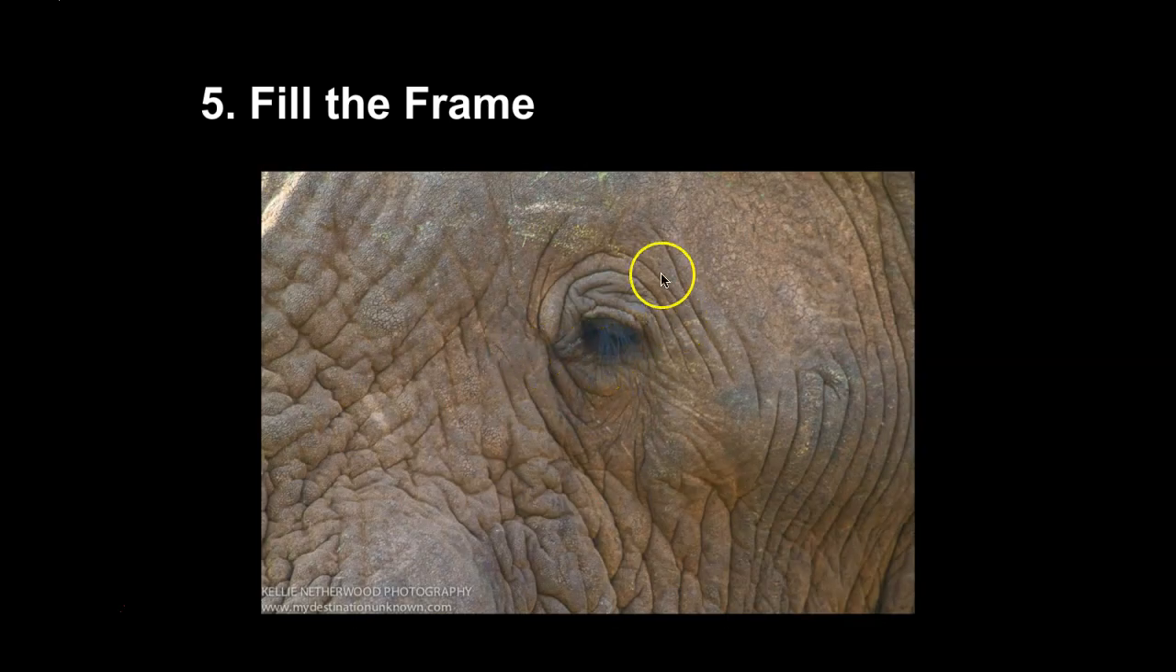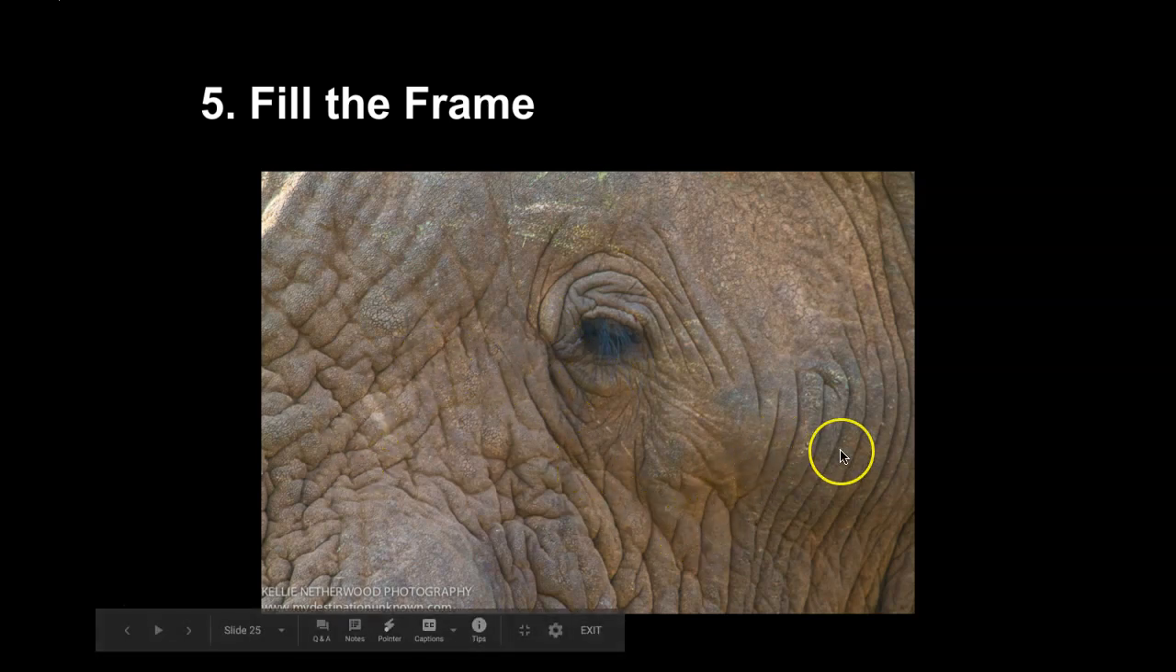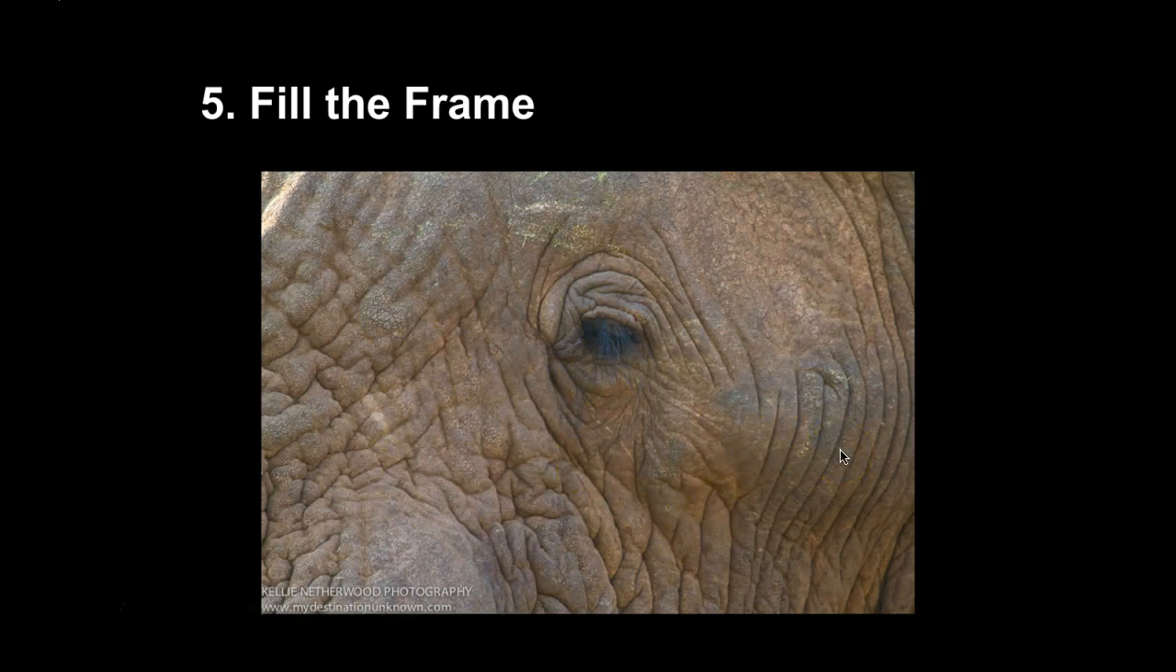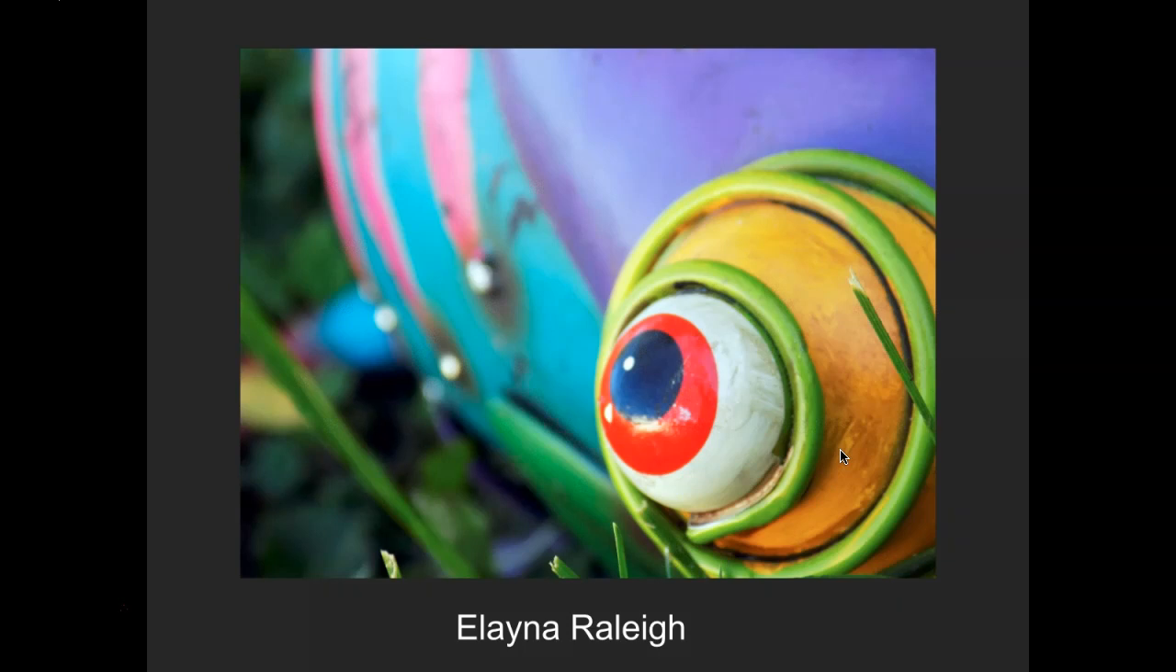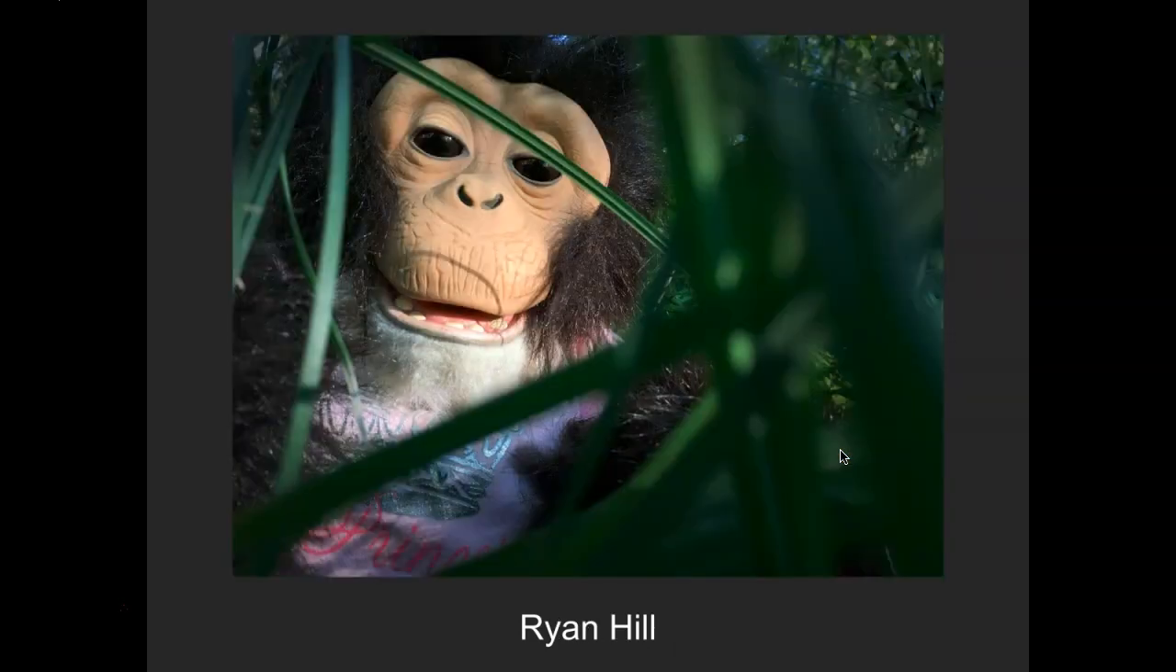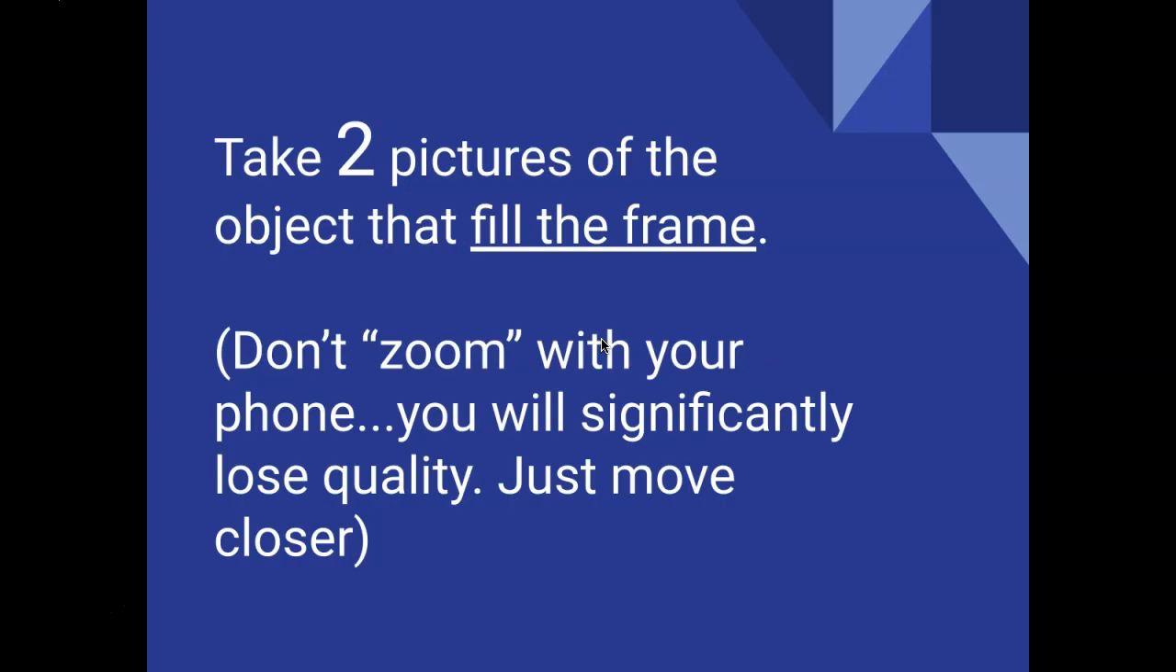This one breaks the rule of avoiding the middle, but it fills the frame. Look at all this texture. Texture can be a very powerful thing to use. Another student example here. This has always been one of my favorites. I love how they fill the frame. The monkey there shooting through the blades of grass. So pause again. Take a couple pictures where you experiment with filling the frame with an object that's around you.